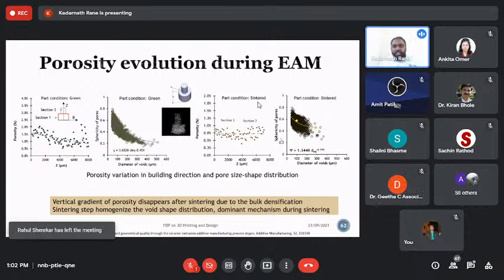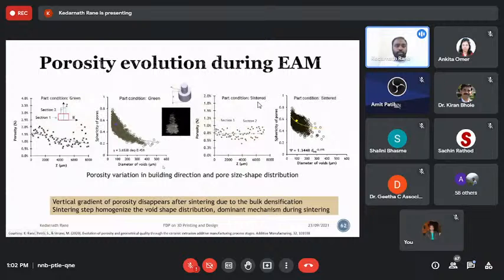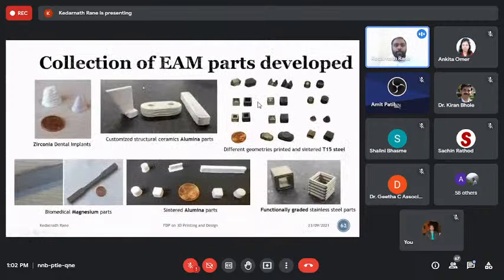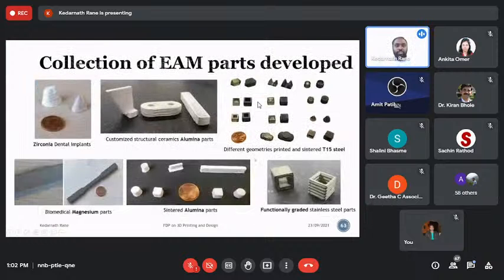You can see here it is more homogenized. The diameter of the pores is not so dispersed here. So these are the outcomes we observed through this study. Some of the studies resulted in the development of products at a prototype level. You can see some diversity of shapes and materials processed at lab scale again. So that's it from my research related to EAM.